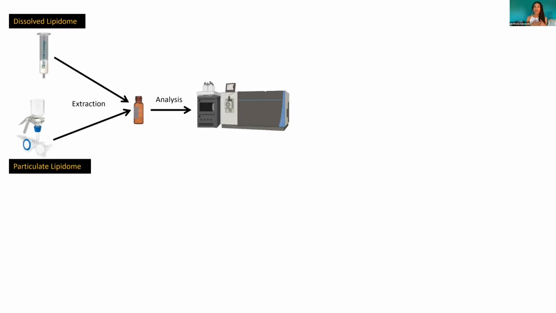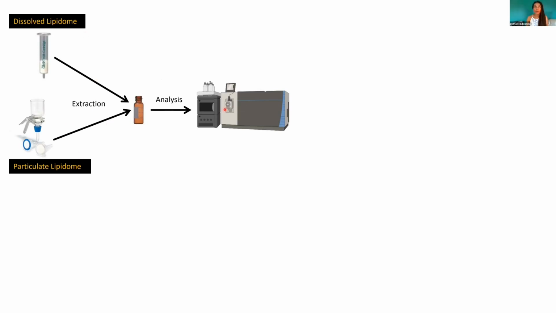So a Bligh and Dyer is how we would extract a particulate lipidome. And so these are lipids that are captured onto a 0.2 micron Durapore filter. Sometimes people use GFF filters. We could take the filtrate from filtering and put it onto a solid phase extraction cartridge and get at the dissolved lipids. And so once you have your lipid extract, whether dissolved or particulate, you have to analyze it.